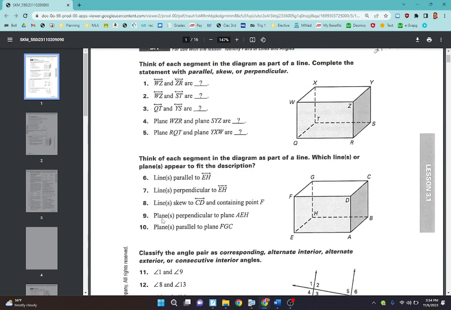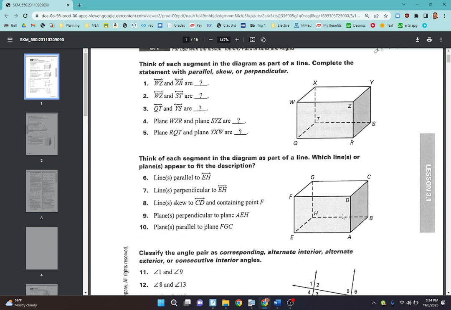So this one, planes perpendicular to plane AEH. So AEH is the bottom. Perpendicular means it hits at a 90 degree angle. Since this is a box, you have multiple answers. You have the front side, FEA, however you name it. You have the left side over here, FGH. You have the back side over here, GCB. And you have the right side, ABD, or whatever you name it. GHB is the back side of the box. There's CDA, that works. That's the right side, okay?